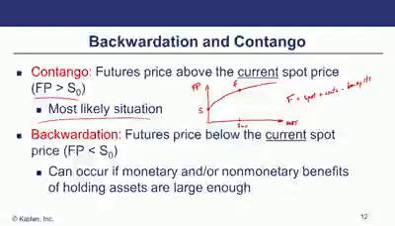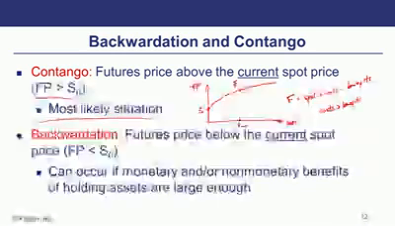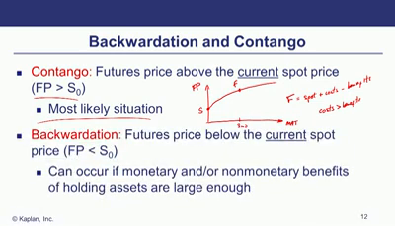So, to be in contango, it must be the case that my costs of carry, such as the cost of borrowing, such as the cost of storage, are higher than the benefits of carry, such as dividend yields on financial assets such as equities, or convenience yield on raw materials, commodities such as raw materials.